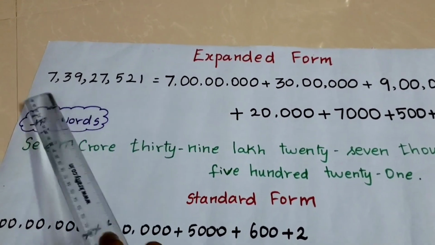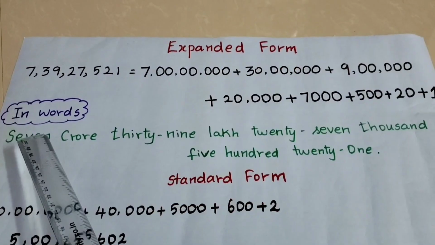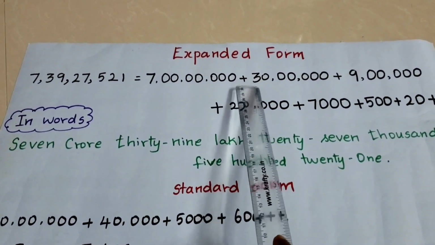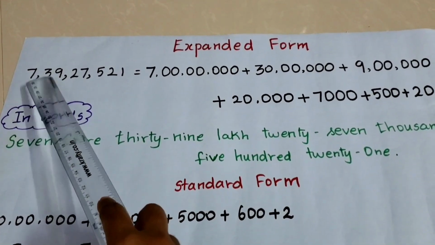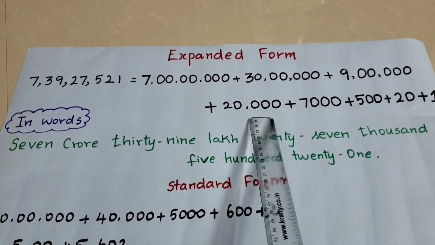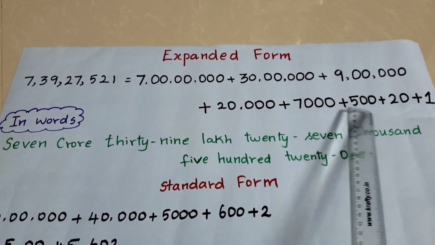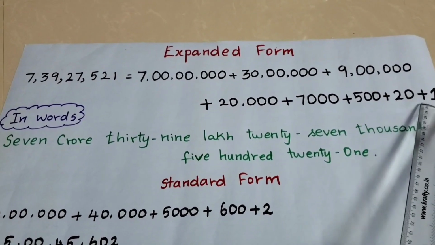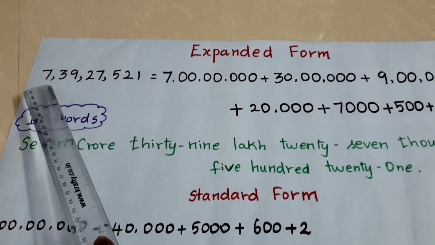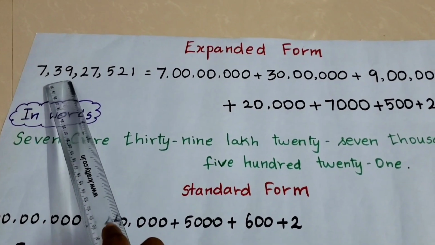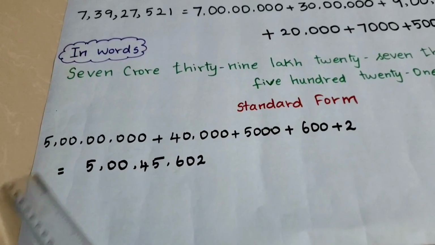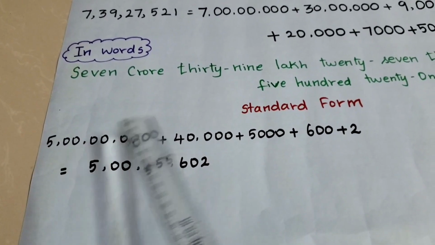Let us see one 8-digit number. Here 7 is in the crore place. So 7 crore plus 3 is in the 10 lakh place. So 30 lakh plus 9 lakh plus 20,000 plus 7,000 plus 500 plus 20 plus 1. In this way we have to write in expanded form. In words, 7 crore 39 lakhs 27,521.